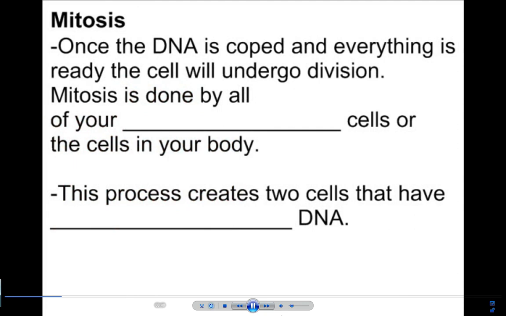Now, once the DNA has been copied in interphase and everything else is ready to go, we're going to do the mitosis process. Now, mitosis is done by all of your somatic or body cells. And at the end of the mitosis process, we're going to create 2 cells that have identical copies of DNA.